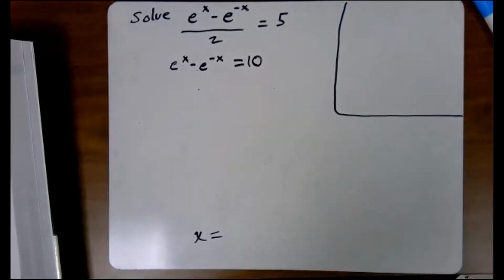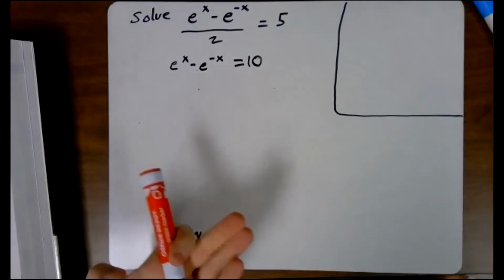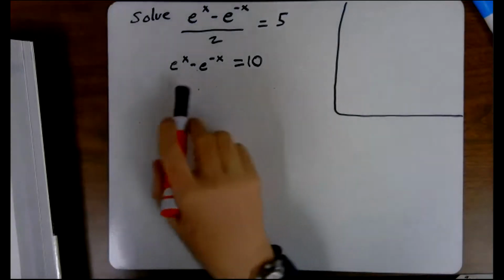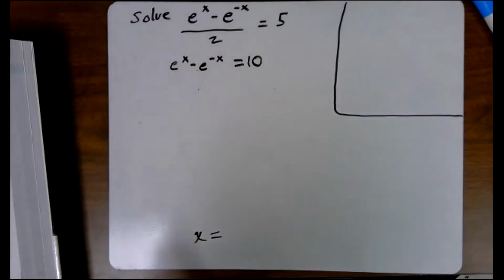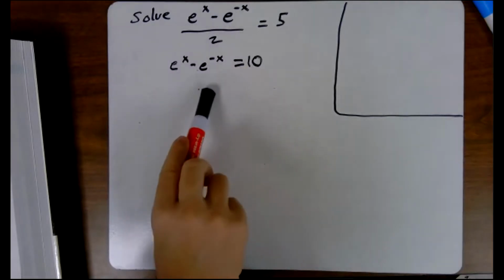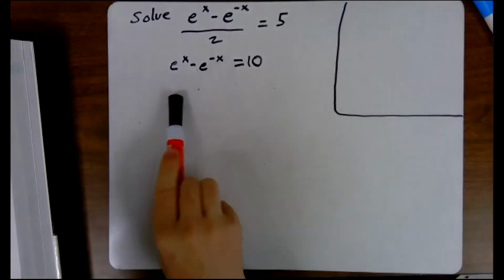Now remember that if we could rewrite this as e to the something equals number, then we can just use the logarithm exponential form change formula to solve. So we need to somehow combine these two. Well, the bad news is that it's impossible. We can't combine these two. We're going to need to come up with something more creative.